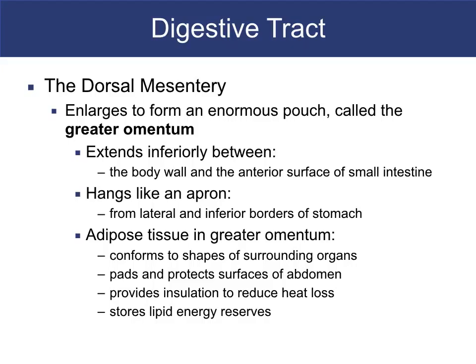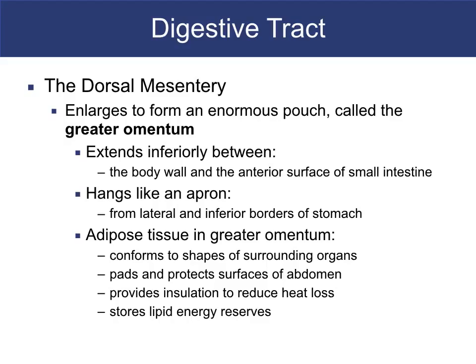Hanging off of the front of the stomach, off of the greater curvature of the stomach, is this great big fatty mass called the greater omentum. The greater omentum is like an apron inside the abdomen. We often call it that. It says here it hangs like an apron from the lateral and inferior borders of the stomach. You must look at that. You'll see it. It's pretty obvious in the abdomen.